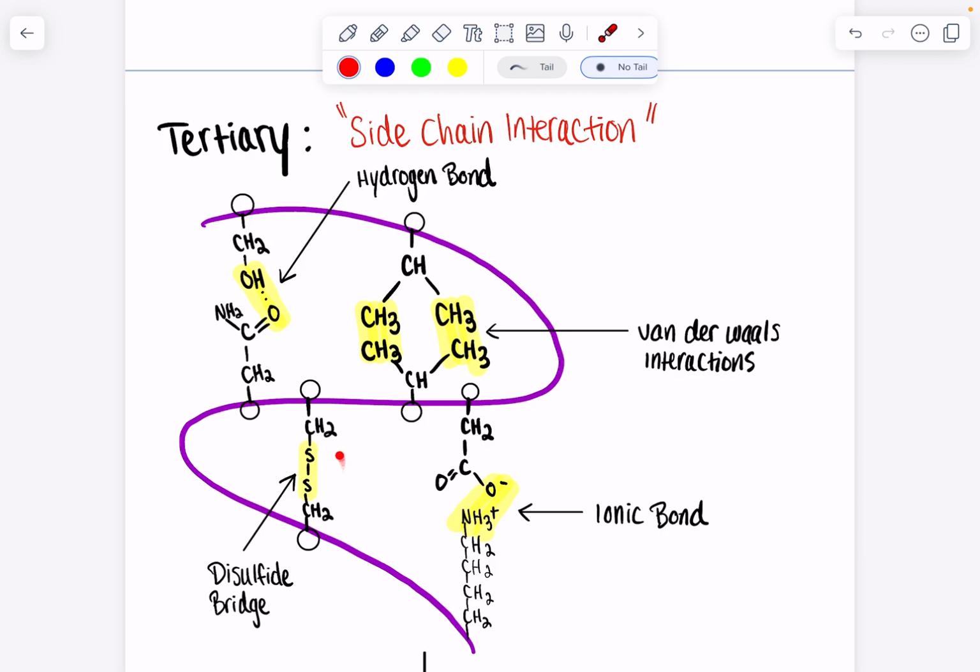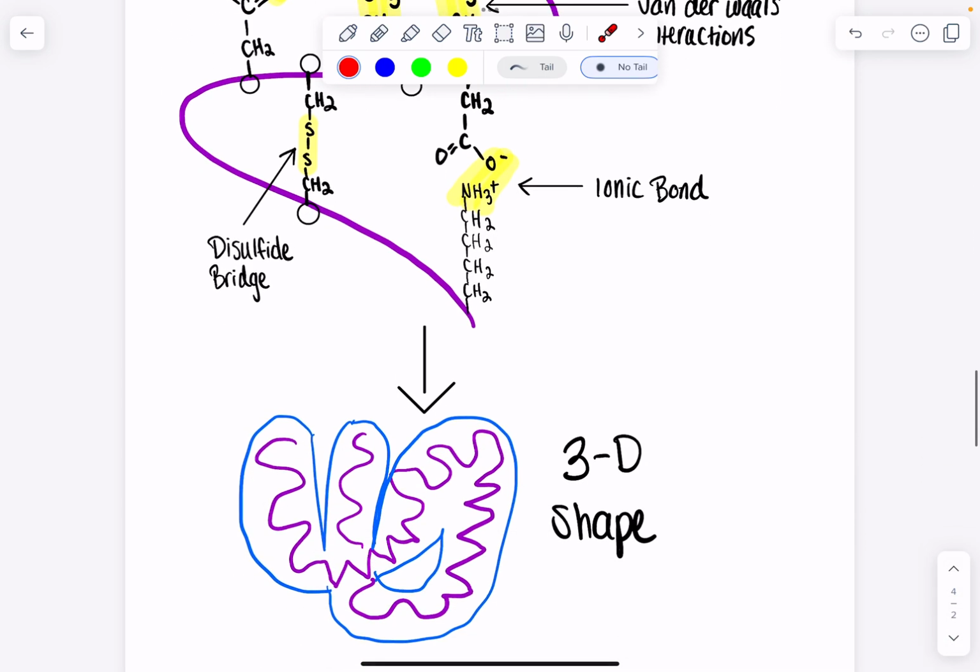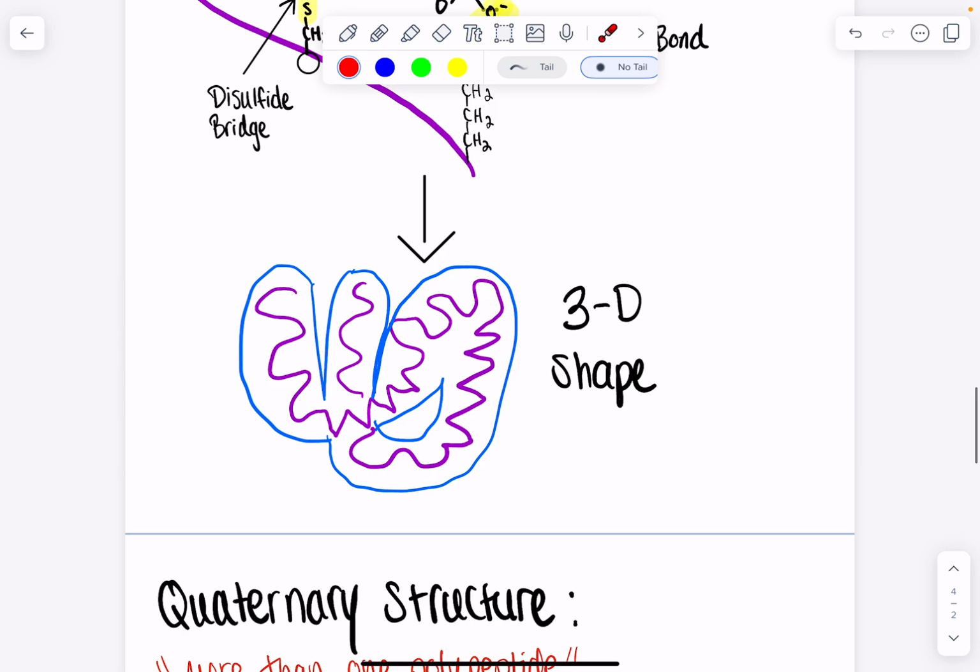We have a disulfide bridge. Sulfur is covalently bonded to sulfur between two side chains, between two amino acids, and we have a hydrogen bond between two side chains from two different amino acids. So what does this result in? A kind of 3D shape, because of the side chain interactions.